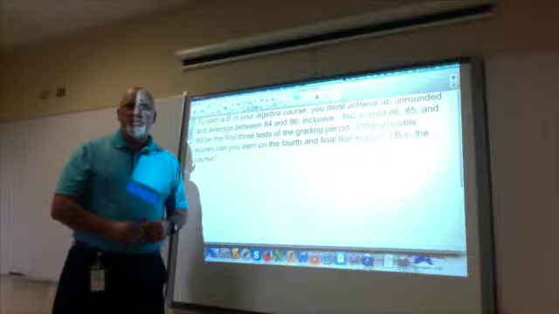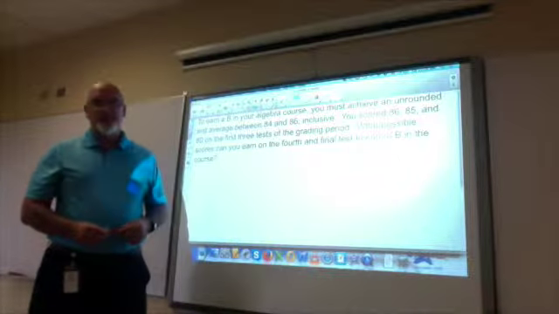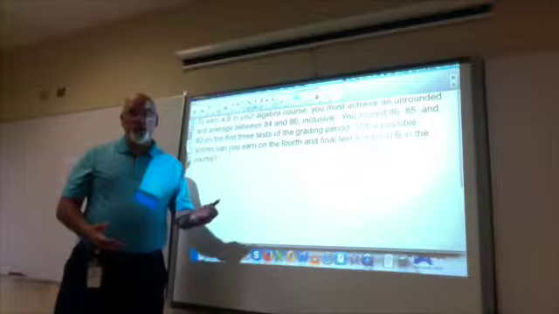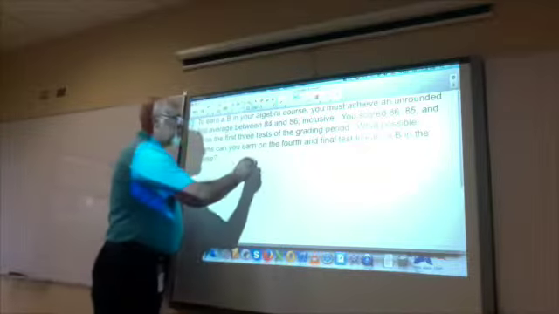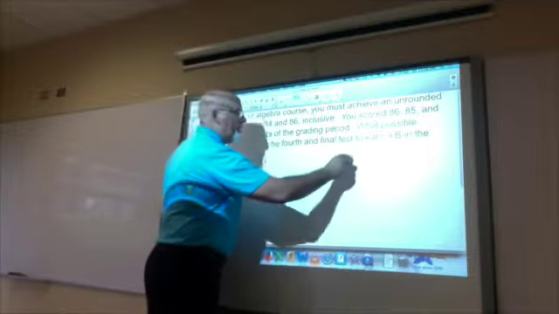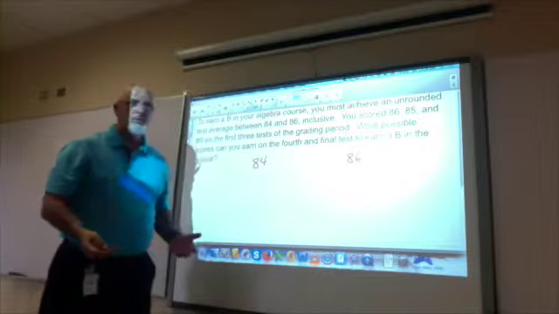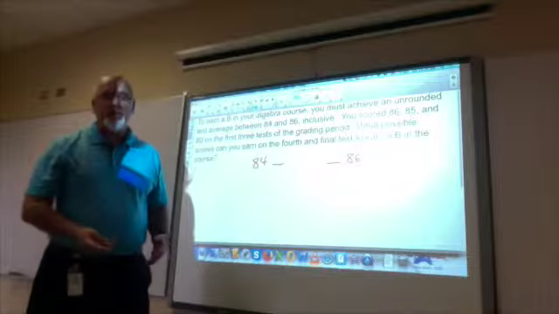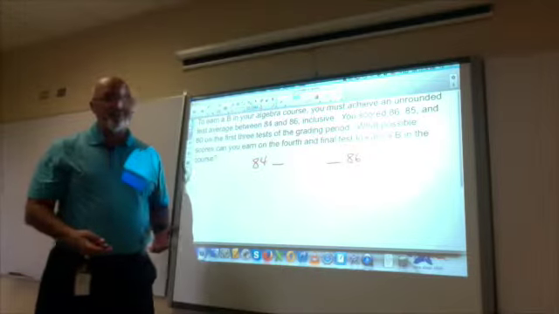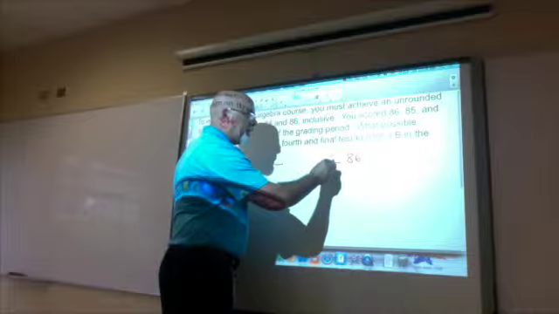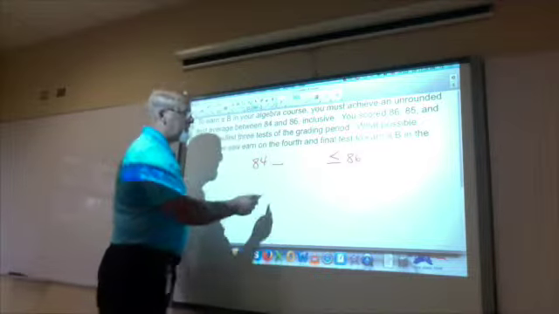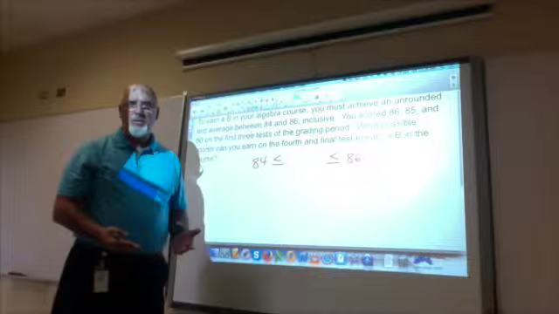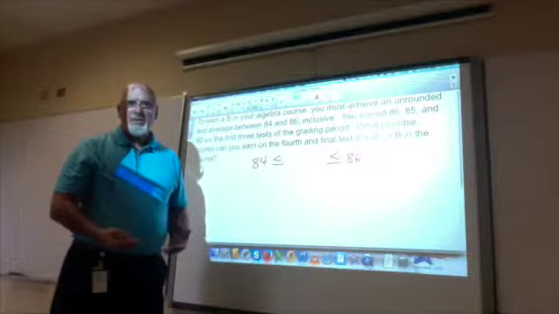To earn a B in your algebra course, you must achieve an unrounded test average between 84 and 86 inclusive. Key words here, between and inclusive. So we know it's going to be between 84 and 86. It's going to be inclusive. That means it's going to be equal to 86 or 84. So it cannot be greater than, it's got to be less than 86, and it's got to be more than 84. But what has to be more than that? Your average has to be more than that.